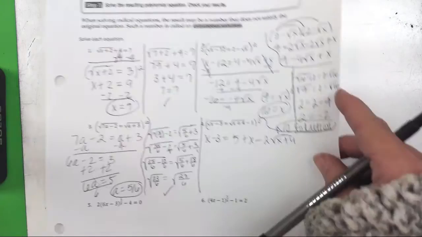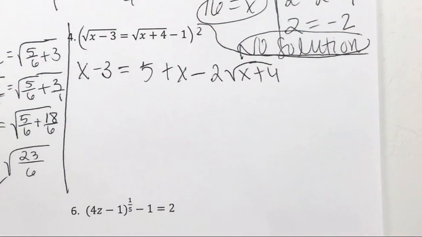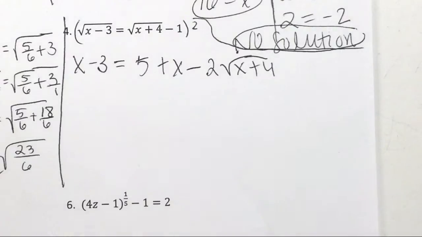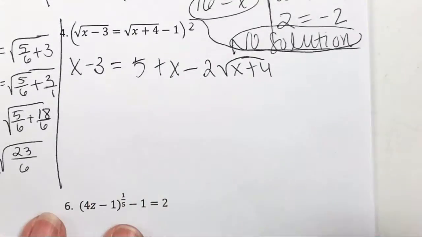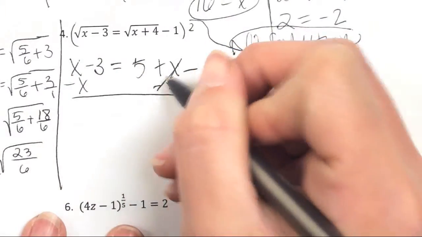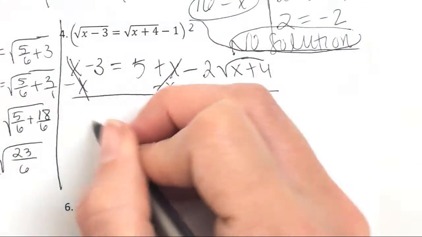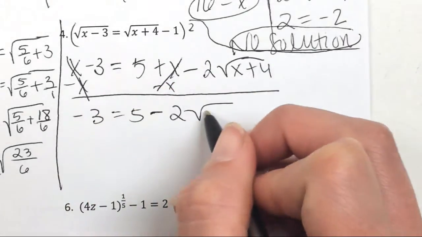Alright, so here it is on my paper. Let me zoom in. Now I'm going to combine my like terms, starting with my x's. So here's my x's, and if I combine them, meaning if I subtract 1 from each side, notice how they'll cancel out. So I have negative 3 equals 5 minus 2 square root of x plus 4.